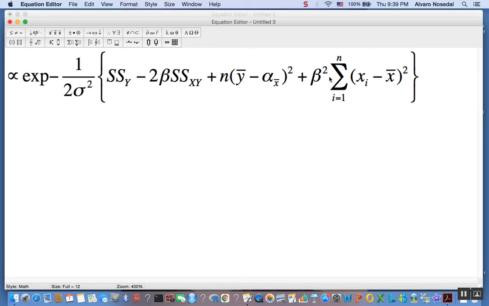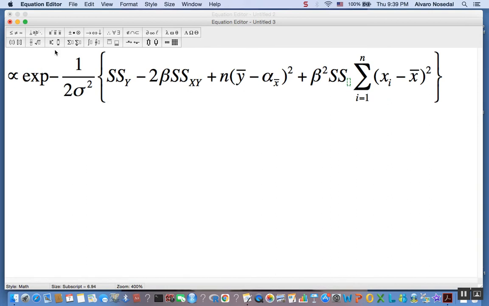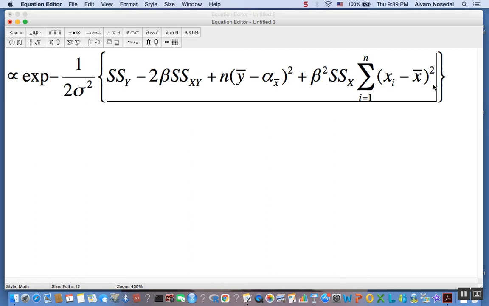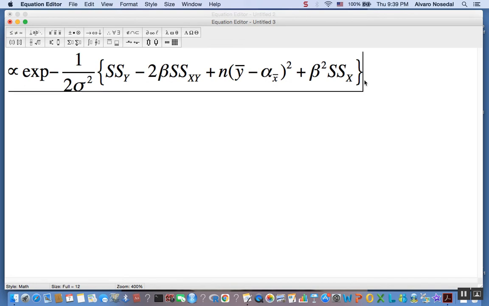The other change, as you can imagine, that we're going to include here is that just like we changed the summation of yi minus y bar squared for SSY, we're going to substitute this one, right? We're going to change it for SSX, right? Okay? Sum of squares of the x's. Okay? Okay. So now we're making progress.